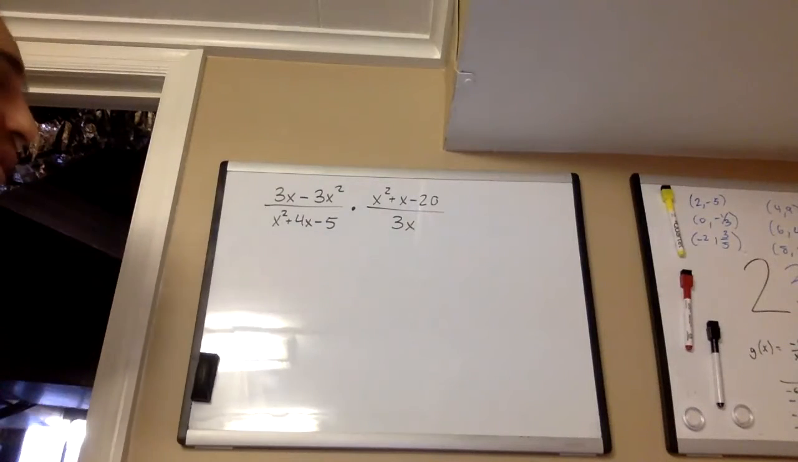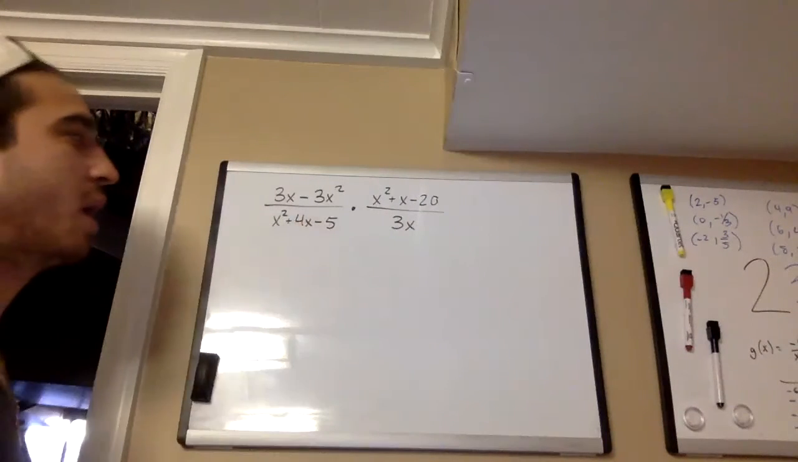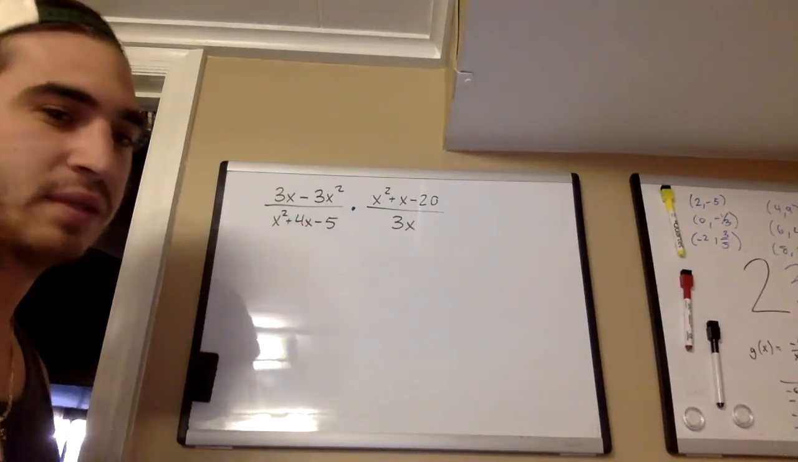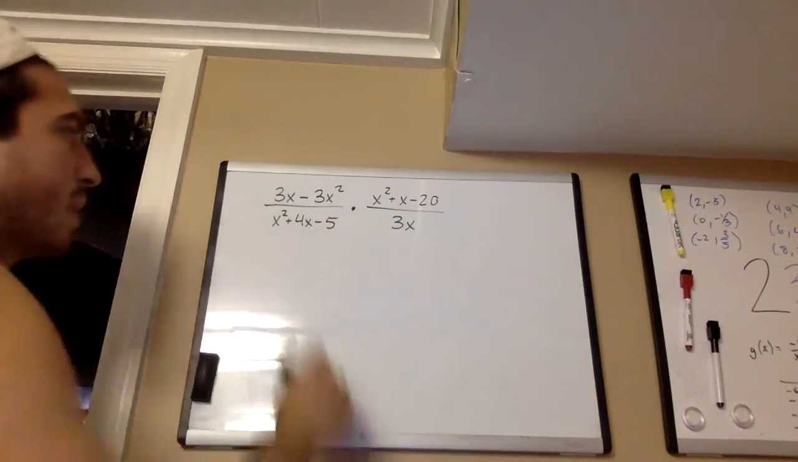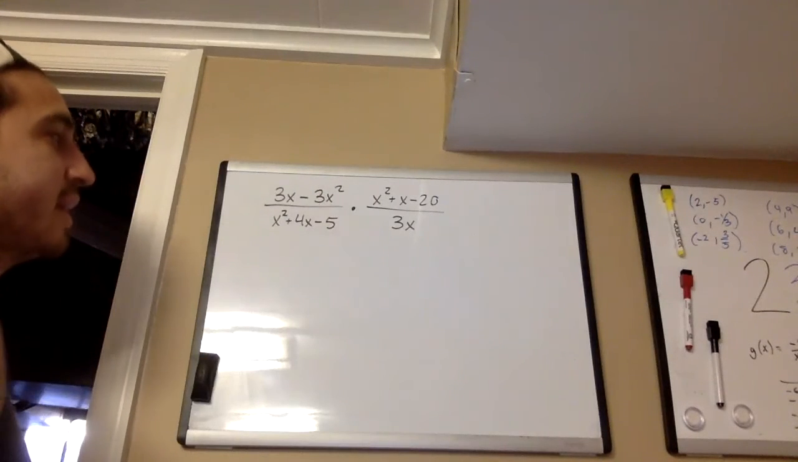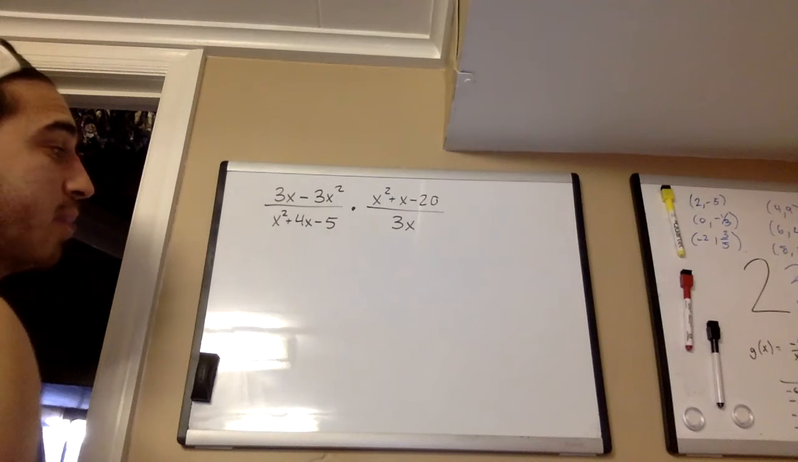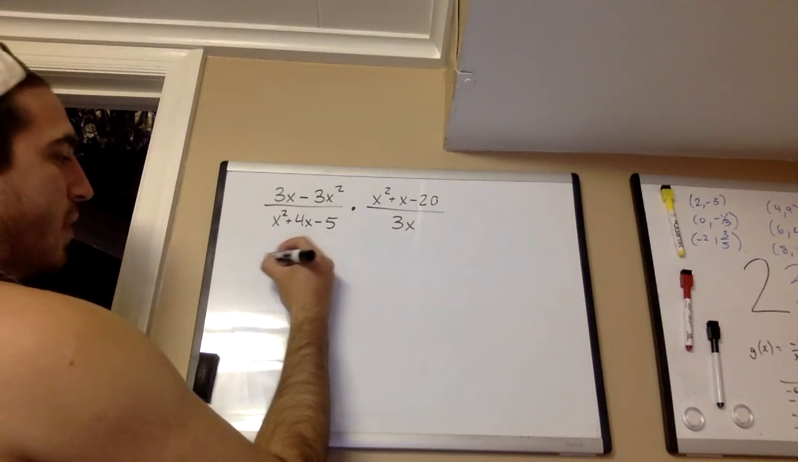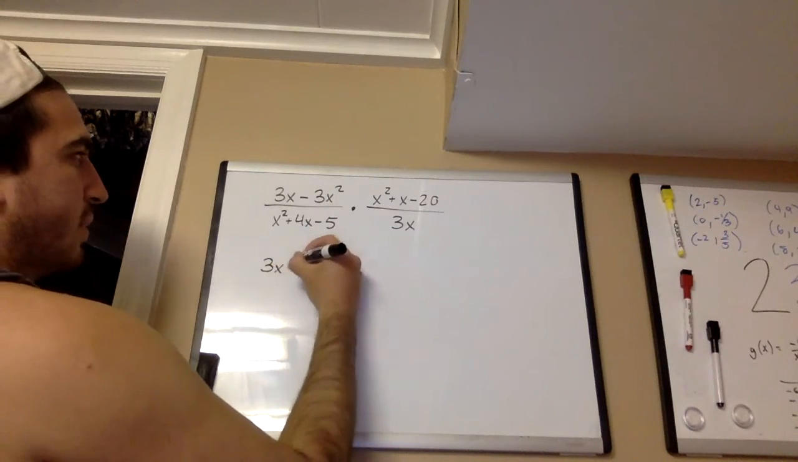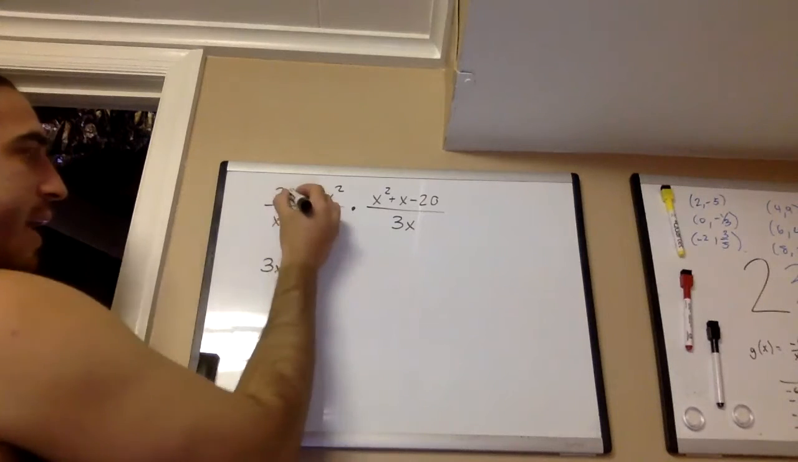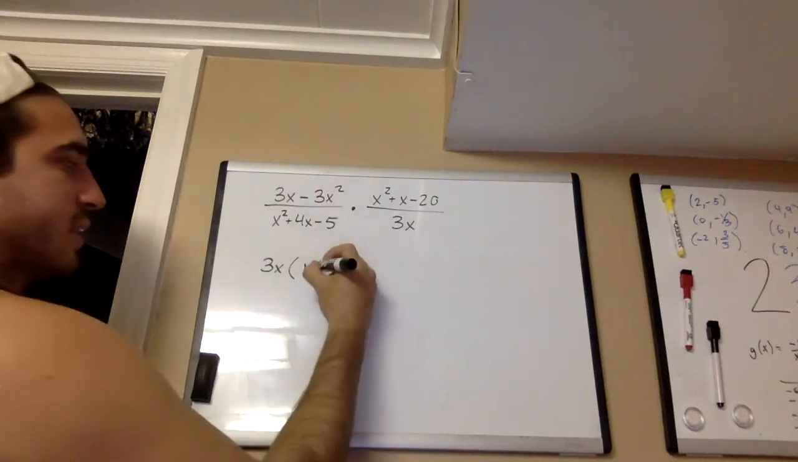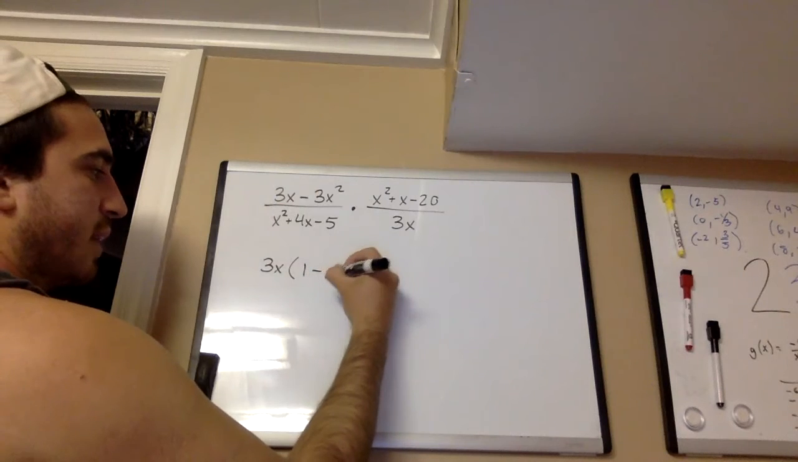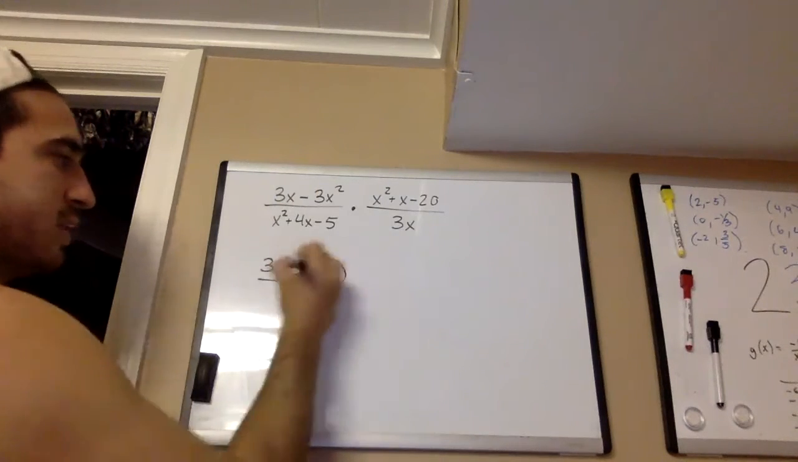If you don't see a GCF and you see a trinomial, probably you're going to have to do the multiply to C, add to B. But let's see what happens. So I'm going to start with the top one. I see that there is a GCF. I see that I can pull out a 3x. So if I pull out a 3x, I'm going to be left with 3x divided by 3x is 1. And then negative 3x squared divided by 3x is going to be left with just minus x. So I just factored the top one.